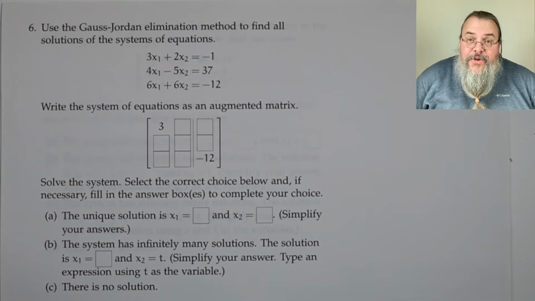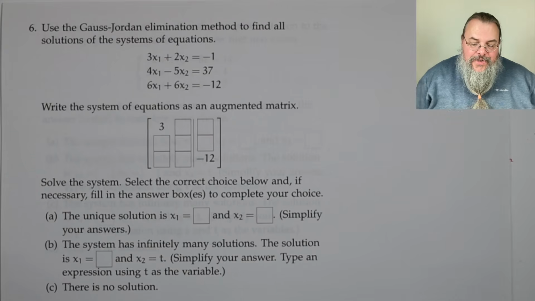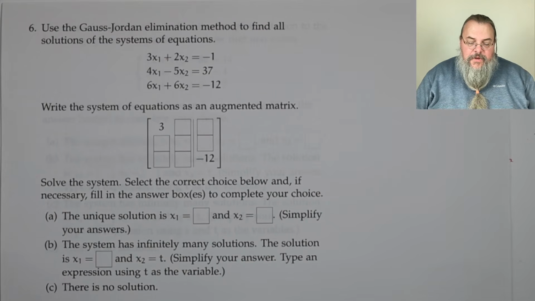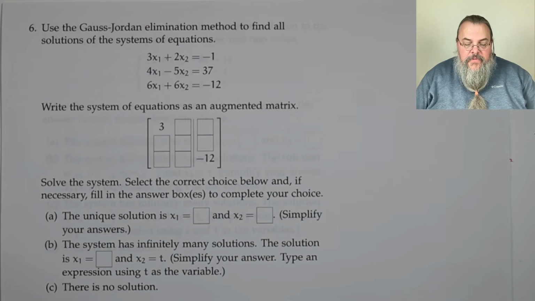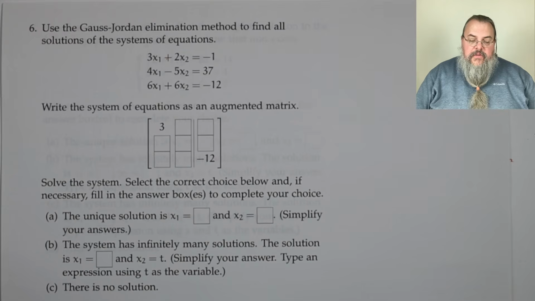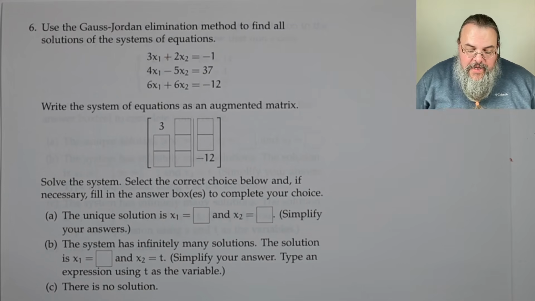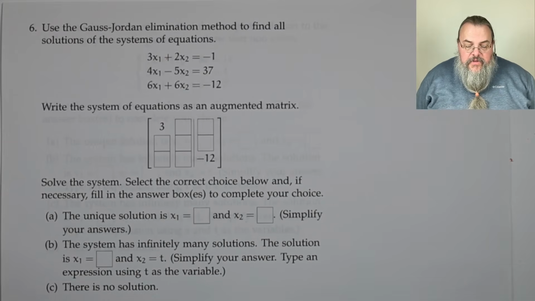Use the Gaussian elimination method to find all solutions of the systems of equations. And like, oh my goodness, wow. So here's our systems of equations, and it says write the system of equations as an augmented matrix. Okay, so let's just go ahead and do that.